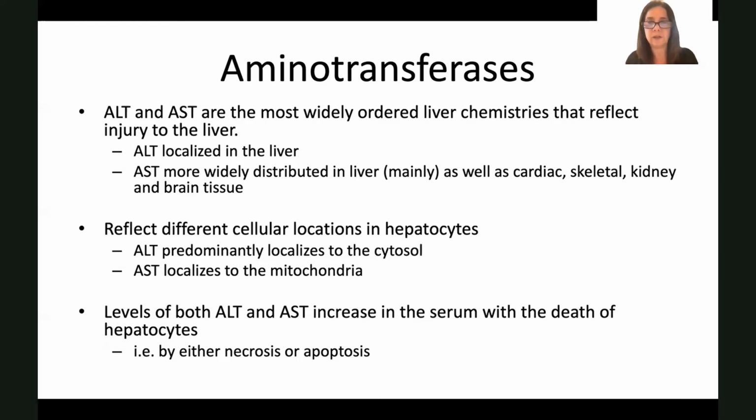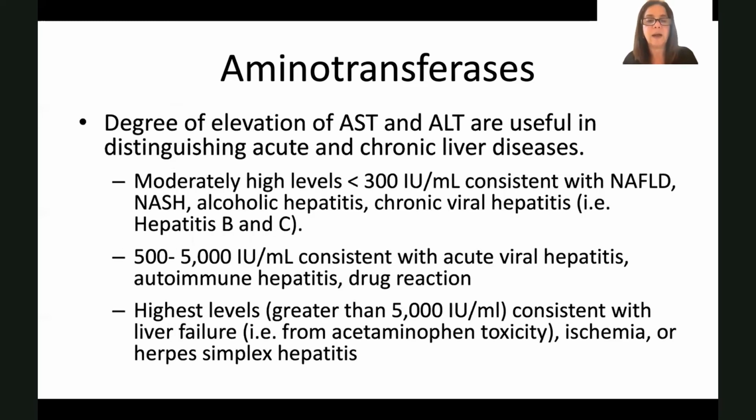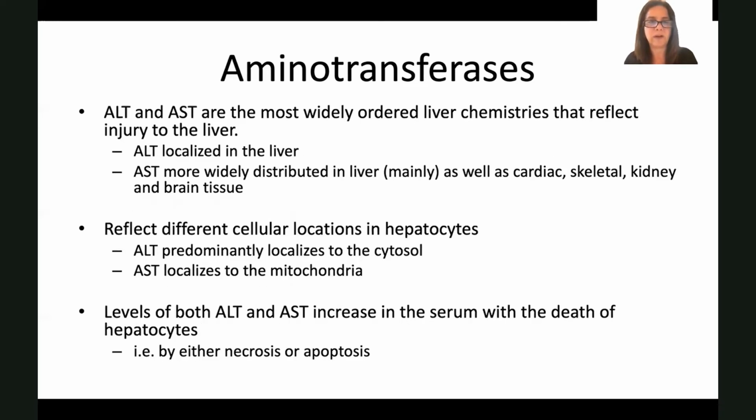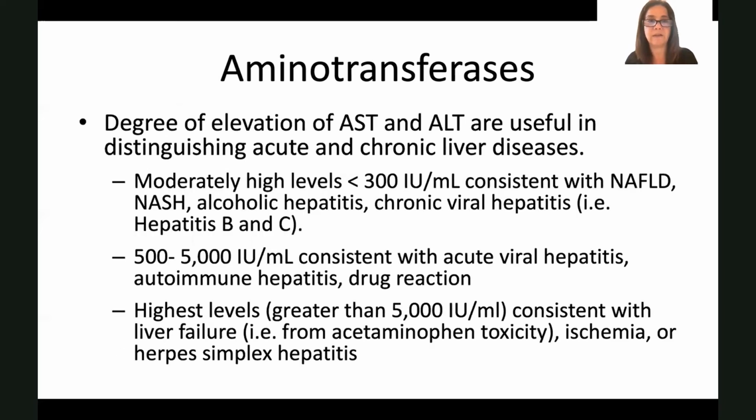So when AST and ALT go up, that implies that there's been injury to the liver, and you're seeing those enzymes now in the blood. A little bit of difference in terms of where they're found. ALT predominantly localizes to the cytosol, AST to the mitochondria. But when you have death of hepatocytes, so when you have apoptosis and then sometimes necrosis, that is when you're seeing elevations of them. And really, thinking about what level of elevation I am seeing is helpful for distinguishing acute and chronic liver diseases.